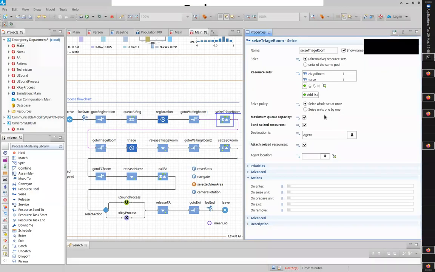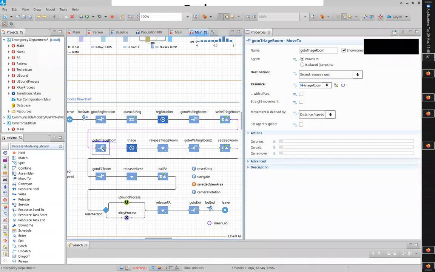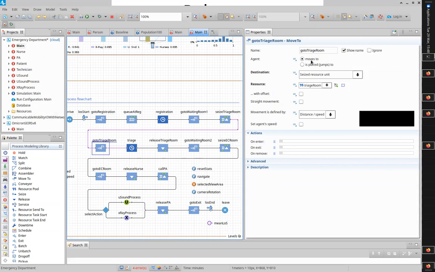So, for example, here you'll find go-to triage rooms. And here, this moves the agent slowly in space, in a continuous fashion, to the seized resource unit. What do you think that means? Move them to the seized resource unit.